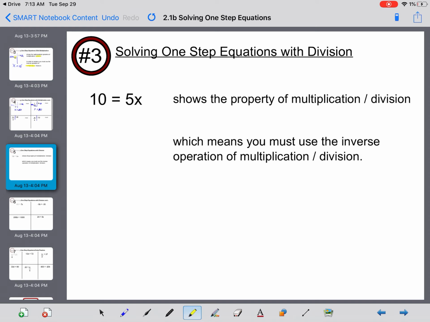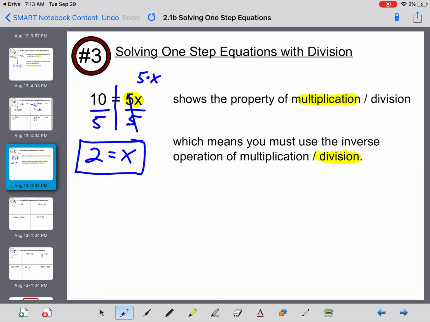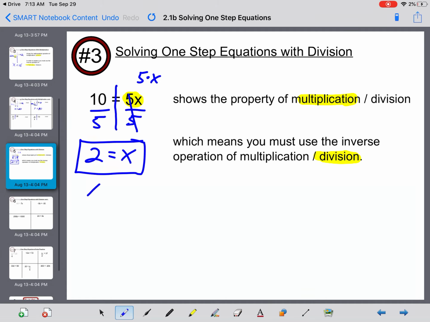Now, the opposite of this is when we need to use multiplication. So I see 5 times x. Remember, that's really 5 times x, okay? So when it shows multiplication, you got to use division instead. So I'm going to divide both sides by 5 to get x alone. 10 divided by 5 is 2. 2 equals x. There's your answer. Some of you like to flip it around after and write the variable first. X equals 2. That's okay too.